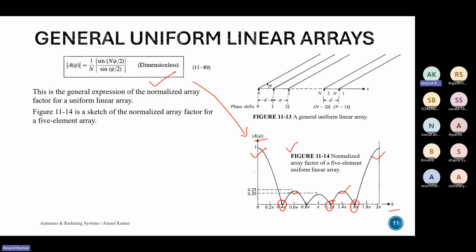And now the width of this main beam is something which we'll calculate. This array factor gives us essentially the radiation pattern for the array, and there are many things from the radiation pattern which are of concern to us, such as the width of the main beam, the location of the first nulls, and gain and the magnitude of the first side lobes. So these things we'll see.